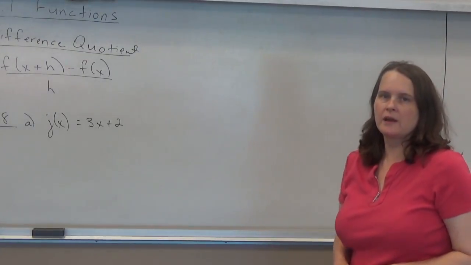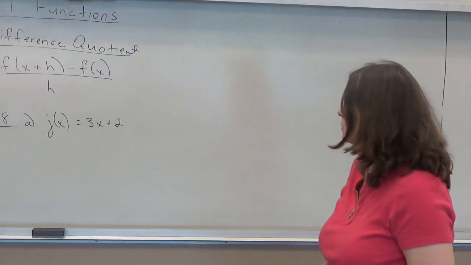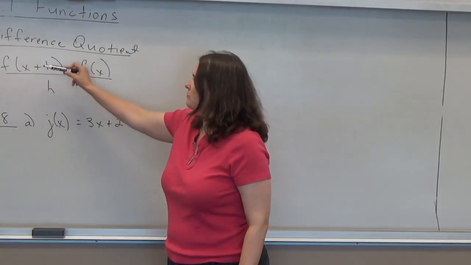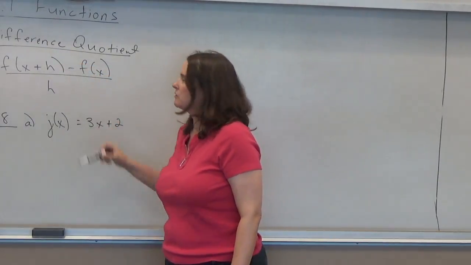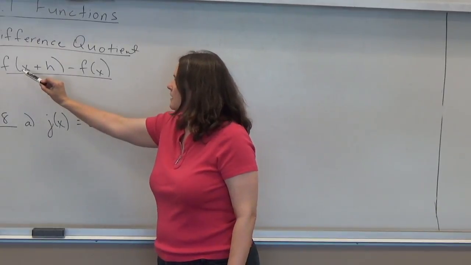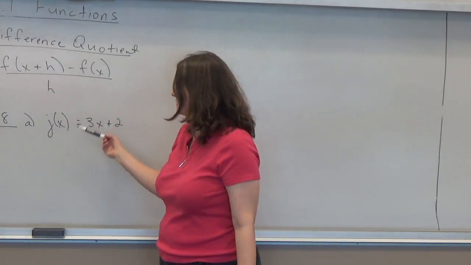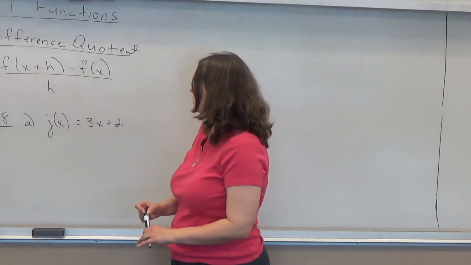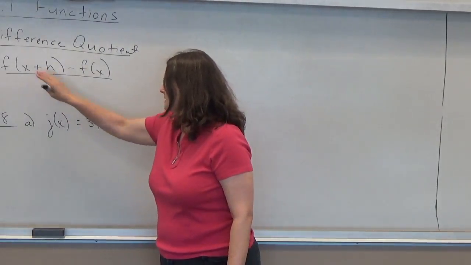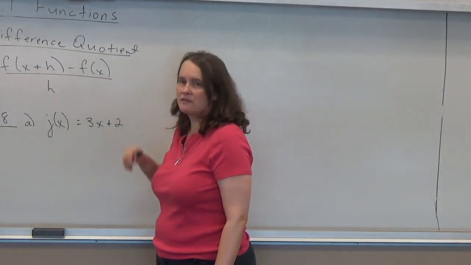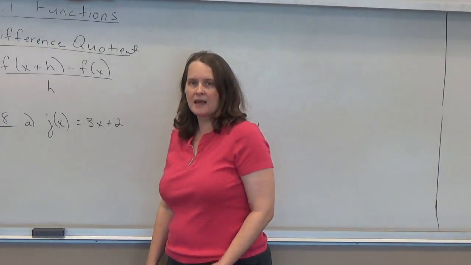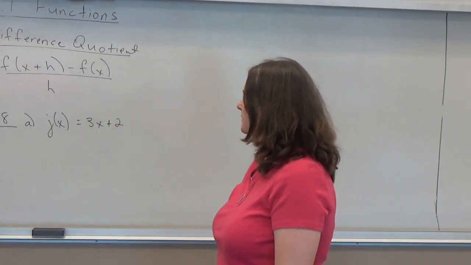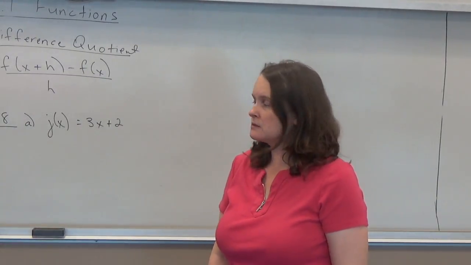So example 8 part A, we're asked to calculate the difference quotient for the function j of x equals 3x plus 2. So this is almost like a formula that you've got to follow. You're going to start by finding f of x plus h. Of course, in this example, your j is like your f. So this is the j function. So we need to find j of x plus h, and then we can subtract j of x, and then we'll divide the whole thing by h. Again, remember h was just another way of expressing our change in x. But we'll divide everything by h and see what happens.